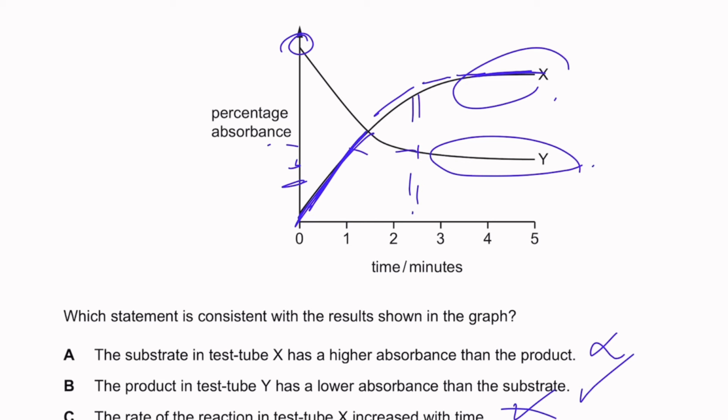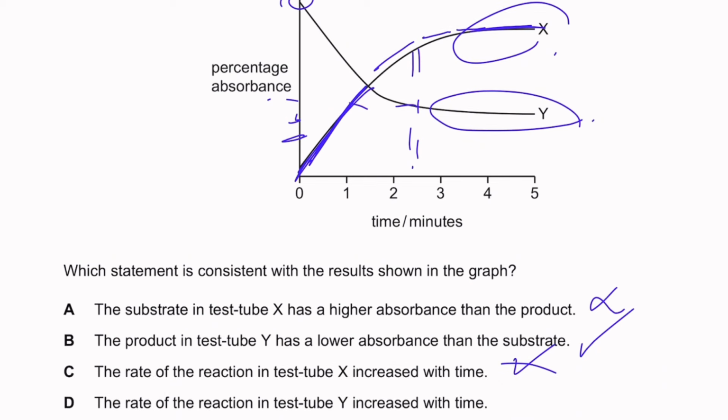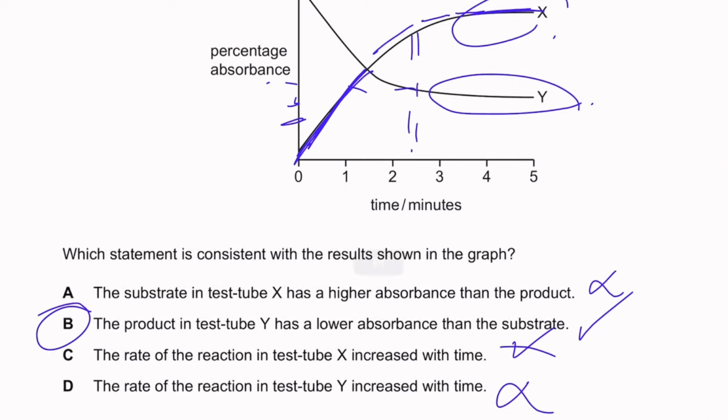The rate of reaction in test tube Y increased with time. I think the same thing happened for test tube Y. It's just that the reaction produces a product with different colors, and so instead of having percentage absorbance being high, it's low, and that's just fine. It does not mean that we are faster or slower. It just means that the product here is, let's say, lighter in color. Okay, so D should also be wrong, and so B is my answer.